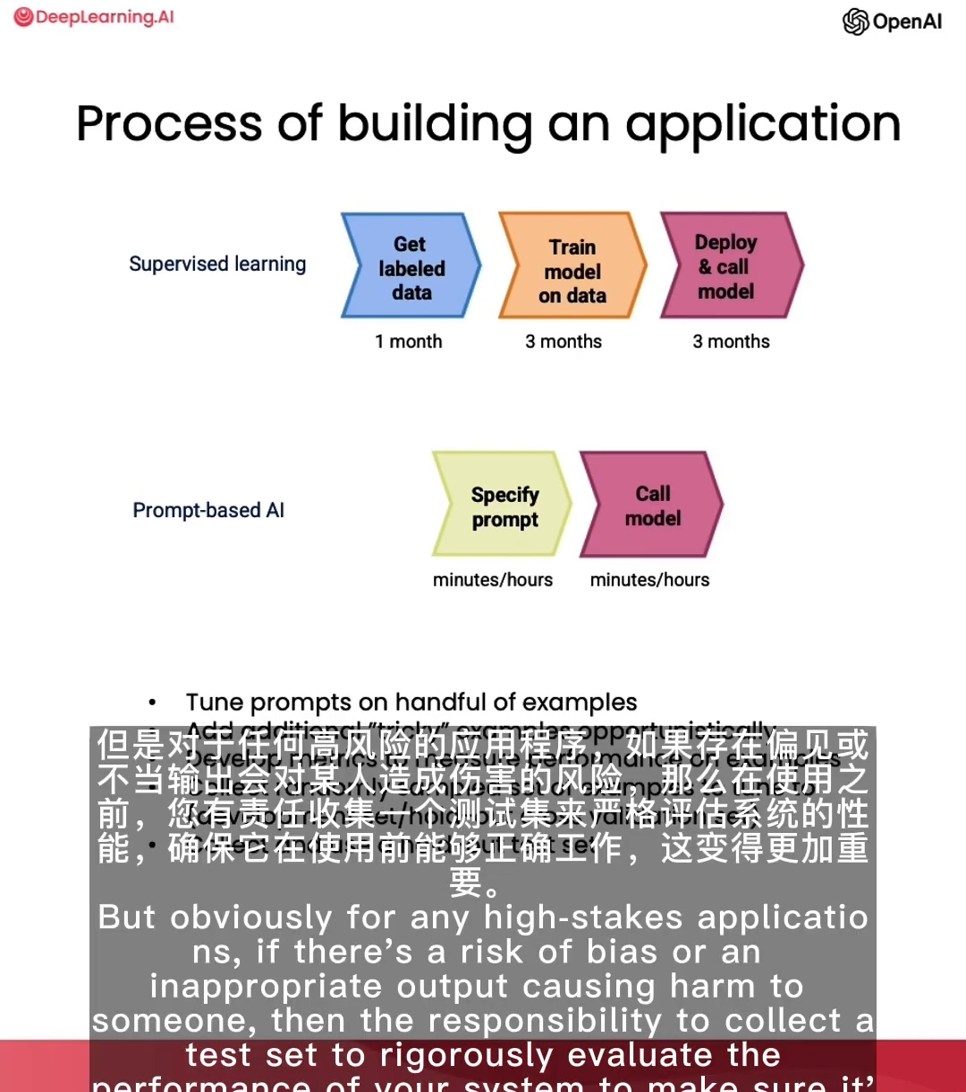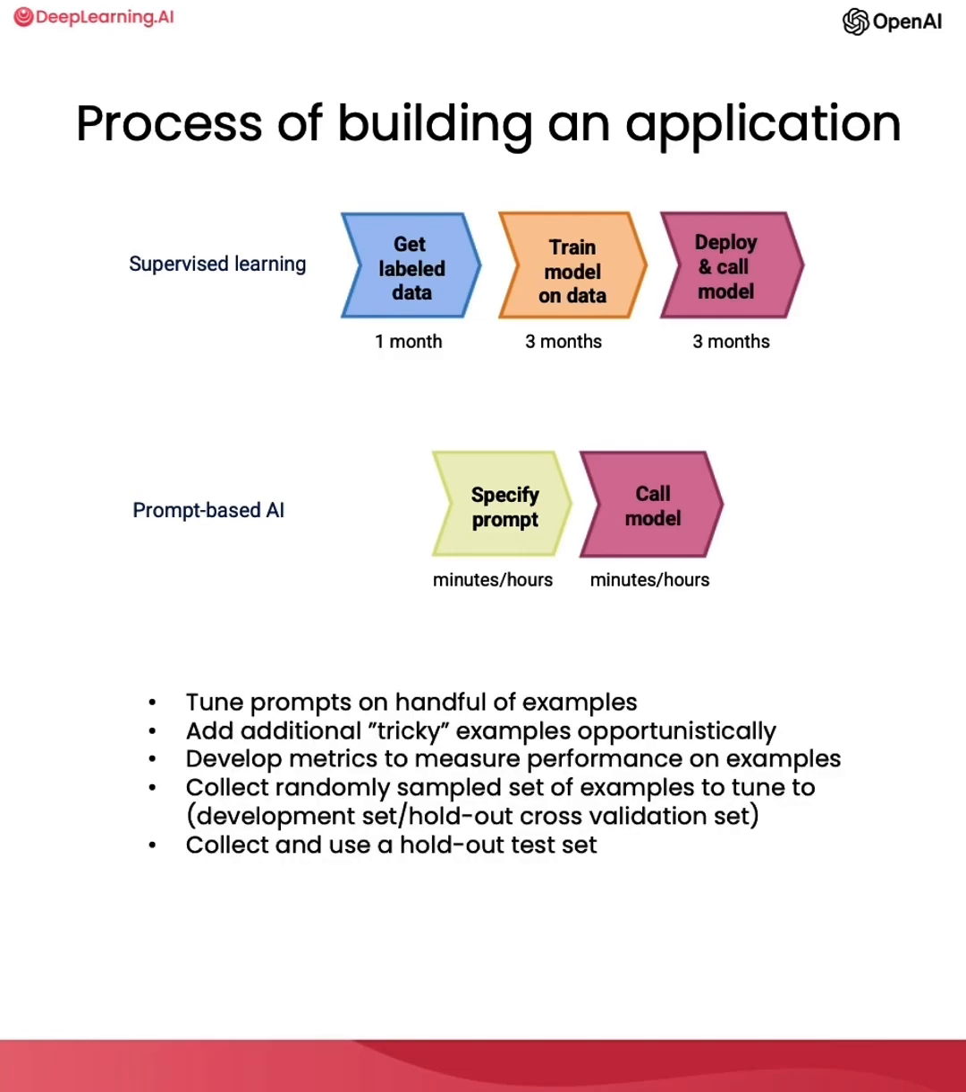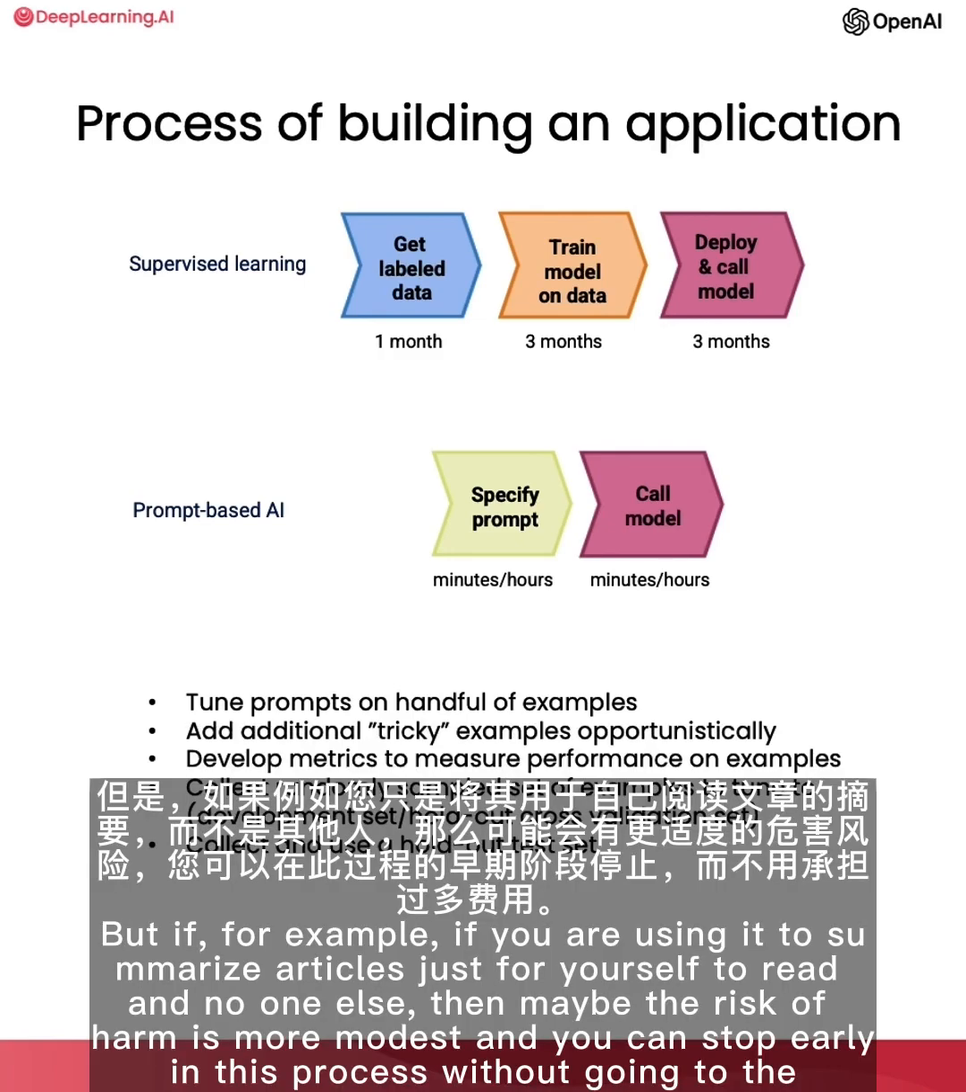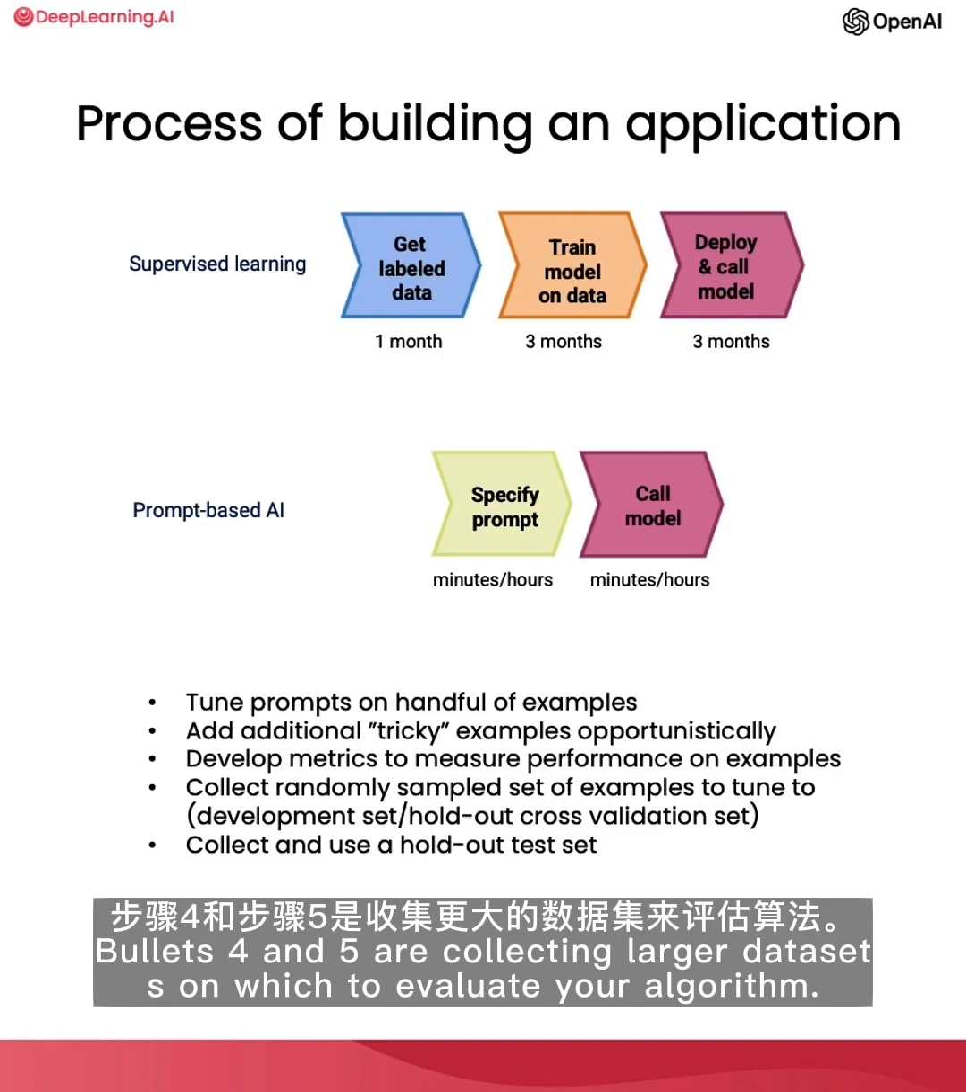But obviously, for any high-stakes applications, if there's a risk of bias or an inappropriate output causing harm to someone, then the responsibility to collect a test set to rigorously evaluate the performance of your system, to make sure it's doing the right thing before you use it, becomes much more important. But if, for example, you're using it to summarize articles just for yourself to read and no one else, then maybe the risk of harm is more modest and you can stop early in this process without going to the expense of bullets 4 and 5 and collecting larger datasets on which to evaluate your algorithm.